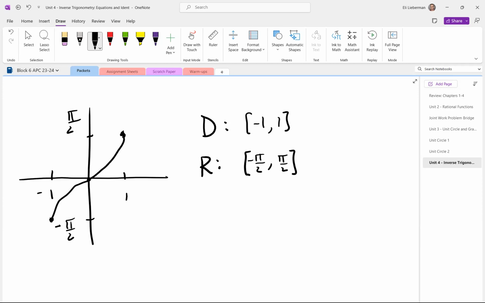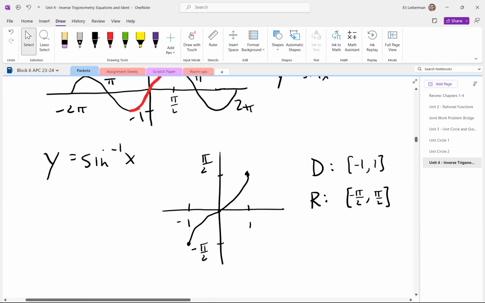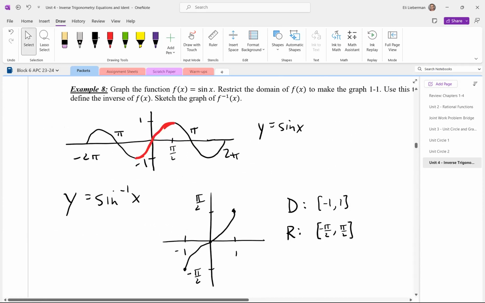We're not going to have anything else for you. It's just a single piece. It's just a single piece that's been reflected.